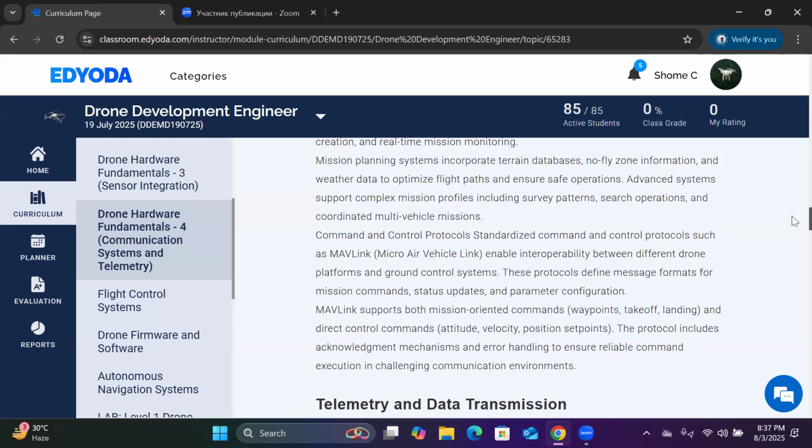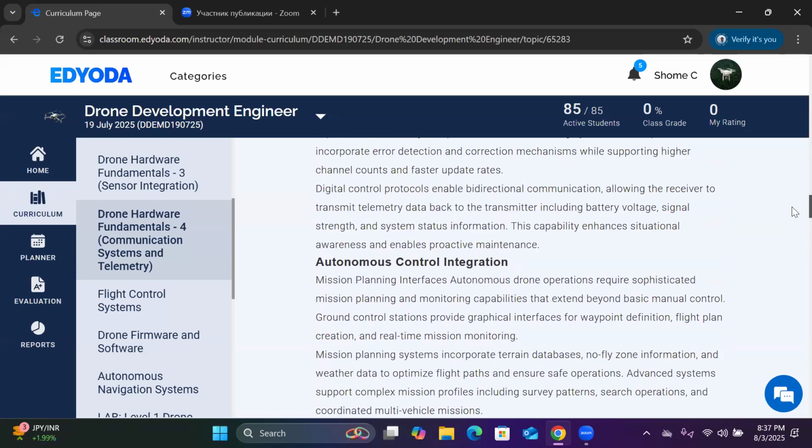So MAVLink is that kind of protocol which is oriented both for mission-oriented commands, where you can get the waypoint data, takeoff data, landing data, and direct control commands. Direct control commands will include the altitude data, velocity data, the position set points, including the lat long and all these things. The protocol includes acknowledgement mechanisms and error handling to ensure reliable command execution in challenging communication environments.